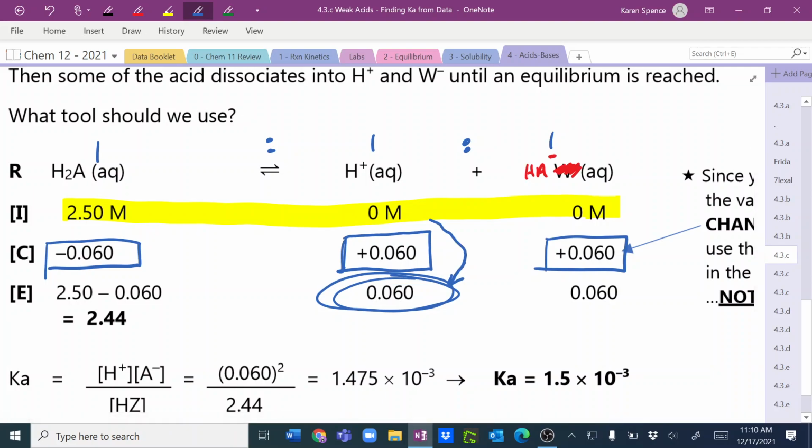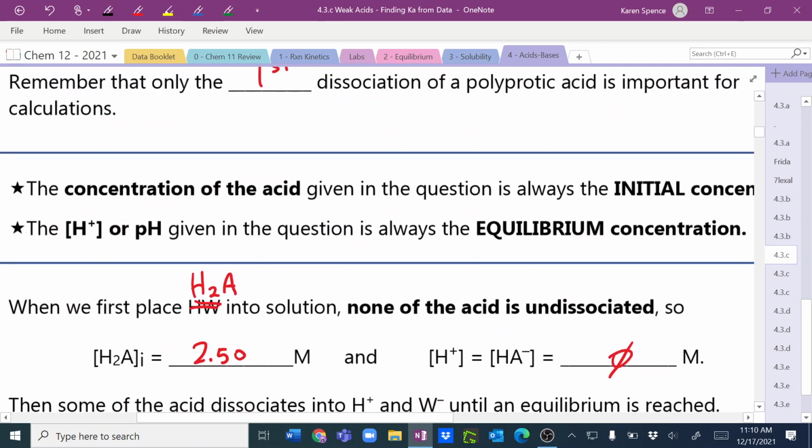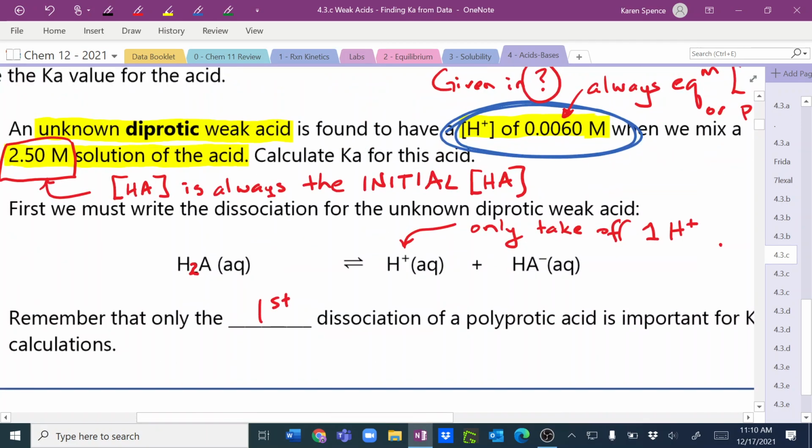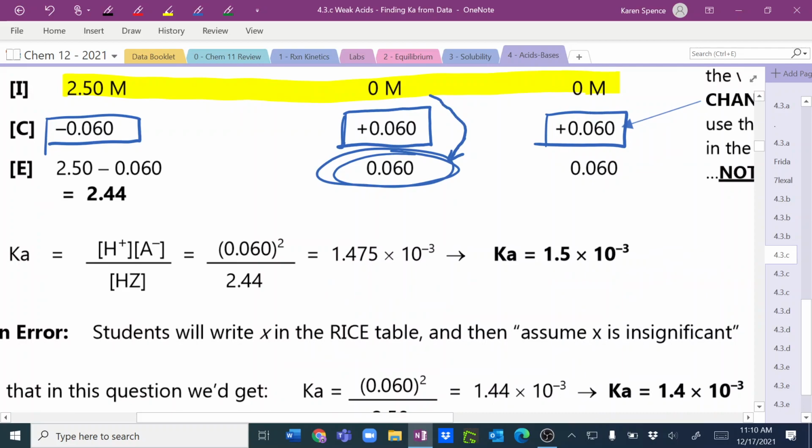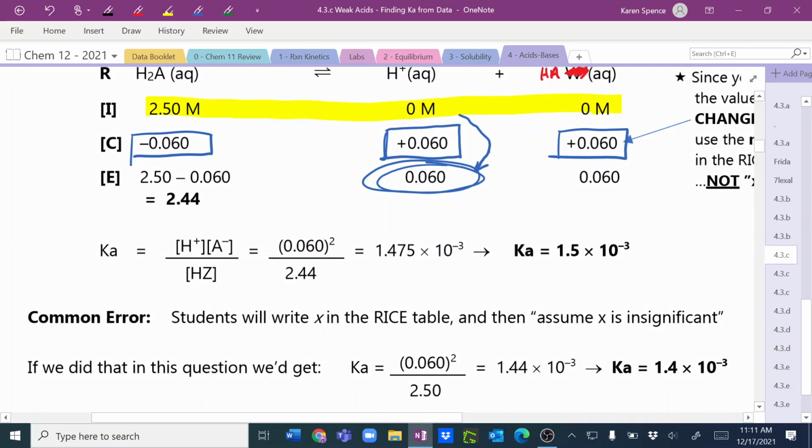Okay, let's just go with 0.0060, because I think I did the answer key for that. And so now we have 0.0060 squared. Oh, hang on. Because this is minus 0.0060, we can actually do that subtraction, and we get 2.44. Yes?